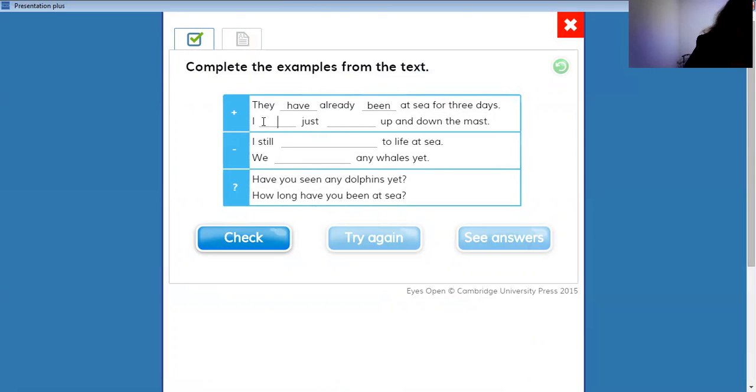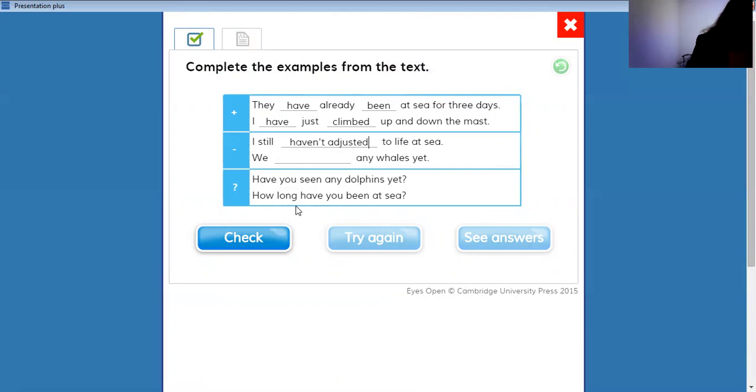Now here, I have. Remember, this is present perfect. I have just climbed. This is climbed. This is a regular verb. Okay. I still, look at this. Where is it? I still, this is negative, haven't, haven't adjusted.